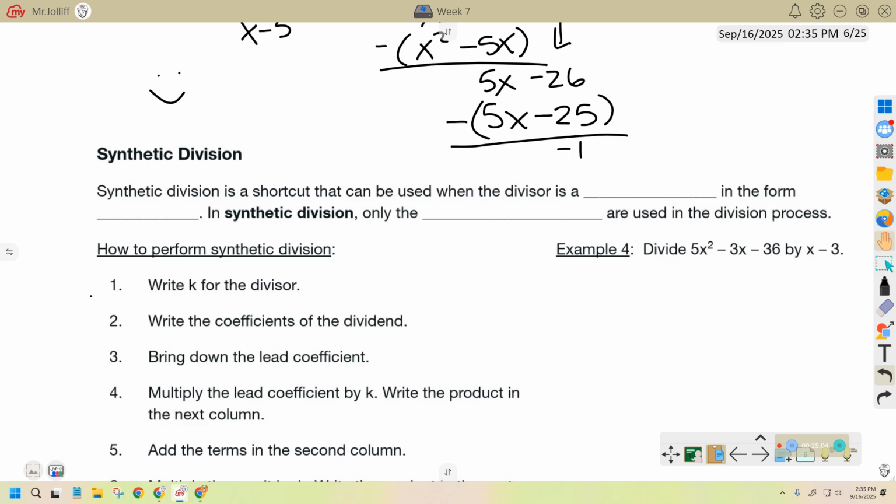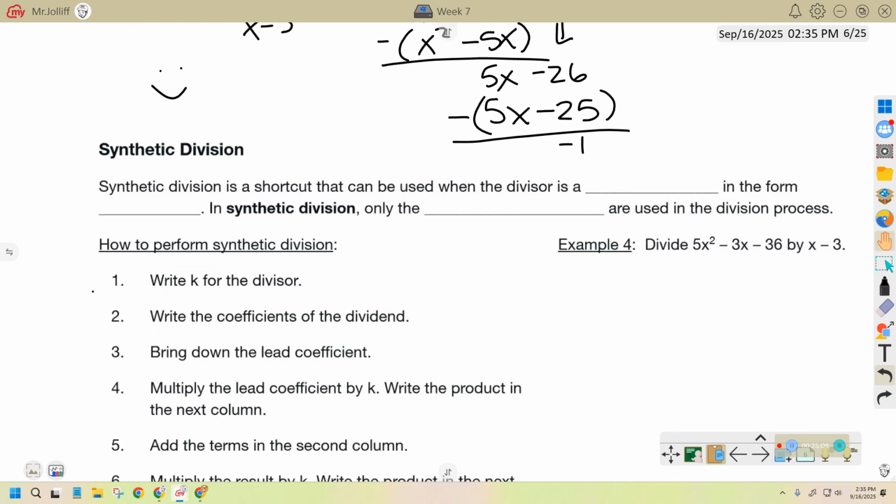The requirements for synthetic division. Your divisor has to be a binomial. So this doesn't work if I'm dividing by something bigger than a binomial. I can't divide by a trinomial or something with 4 terms with this method. Specifically, a binomial in the form x minus k, where k is a constant. It's just a number.